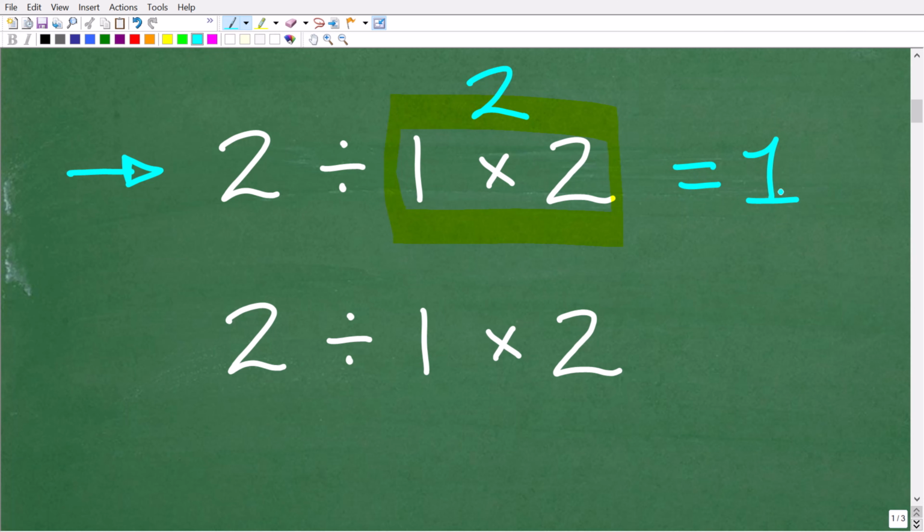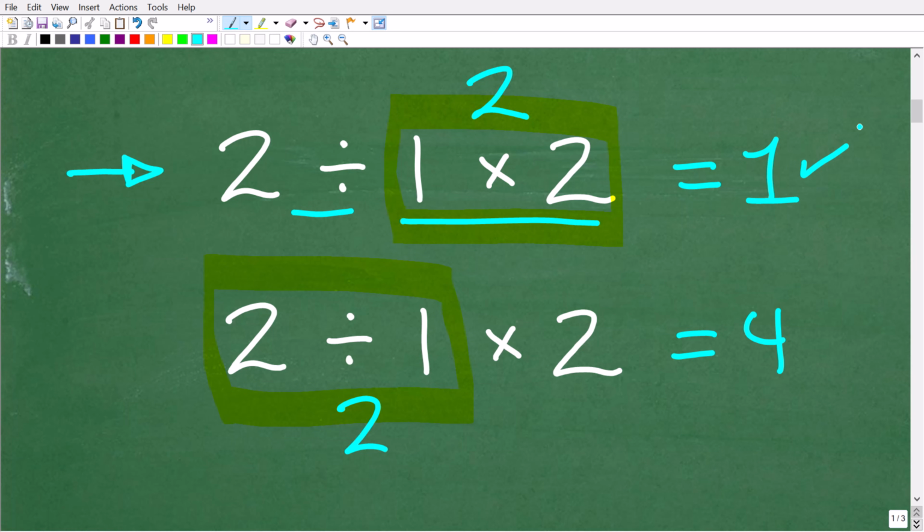But another approach to doing this problem is to start right here. We could say, well, we have 2 divided by 1. Well, that is 2, and now I have 2 times 2, so my answer is 4. So here I did the multiplication right, and I also did the division right. So 1 looks like a good answer. But over here, I did the division correct, and I also did the multiplication right. So this is a good answer as well.